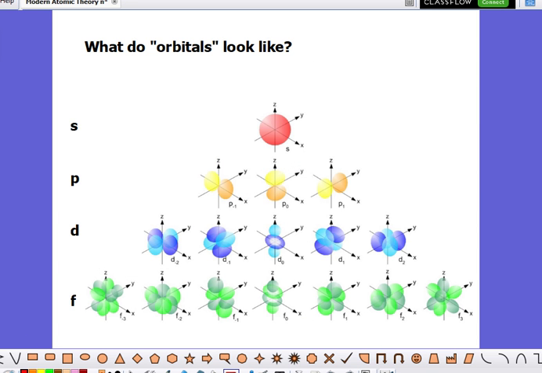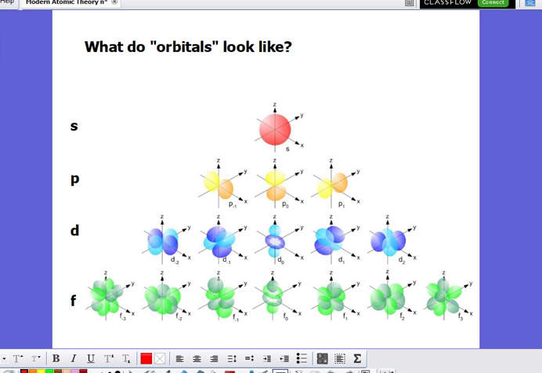So what do orbitals look like? So each of these are orbitals, and they can hold how many electrons? 2. Very good. So they can hold 2 electrons. The S looks like a ball or a sphere. The P looks like these 2 balls on each side.